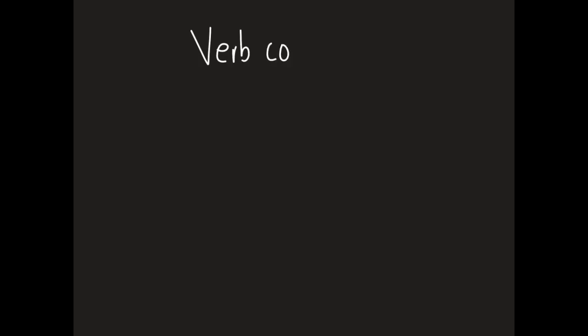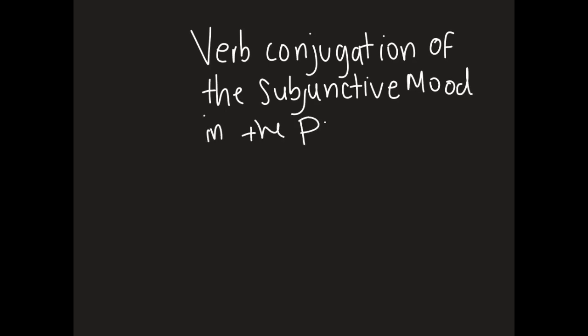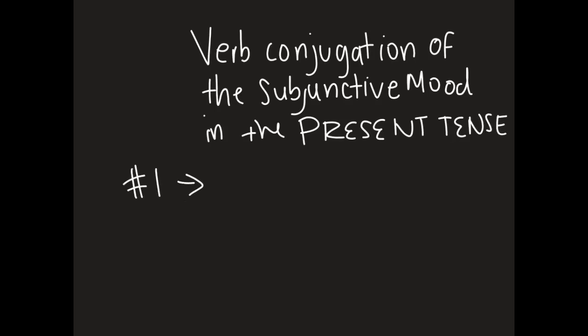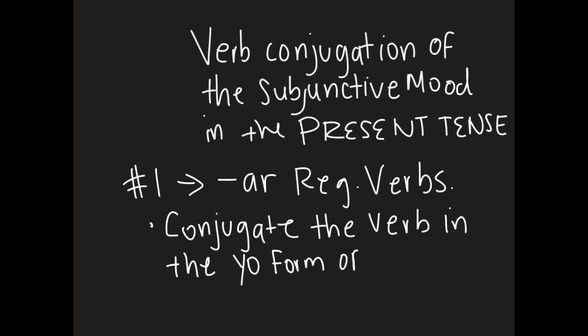So for the purpose of this video, we're only going to learn about the verb conjugation of the verbs in the subjunctive mood. In later lessons, we will learn when to use the subjunctive. But for now, let's take a look at the mechanics and the pattern of conjugation in the present tense. So let's begin with regular AR verbs. For that, you have to conjugate the verb in the form of yo in the present indicative.